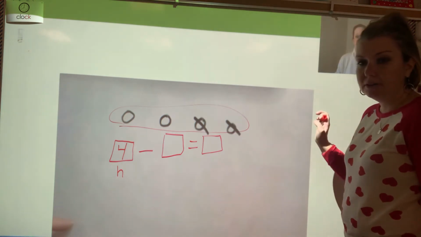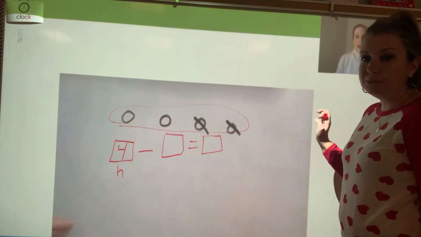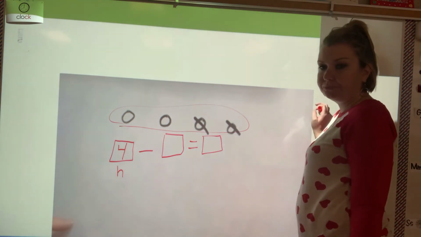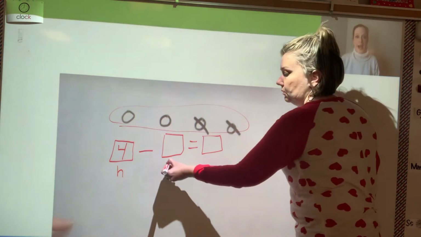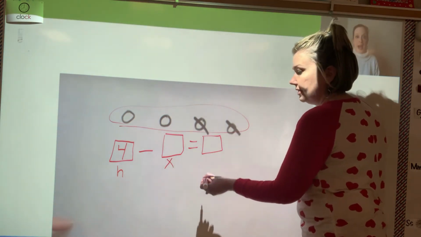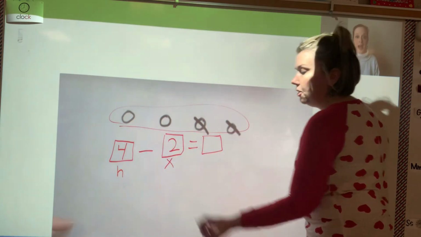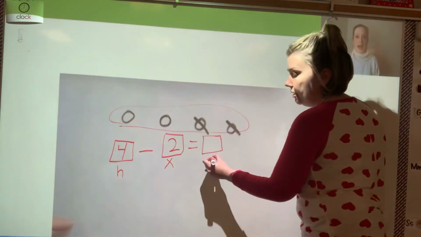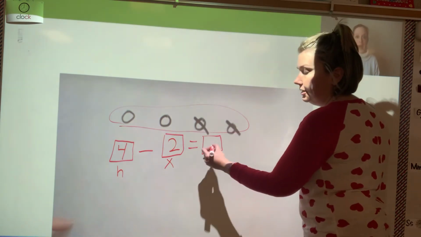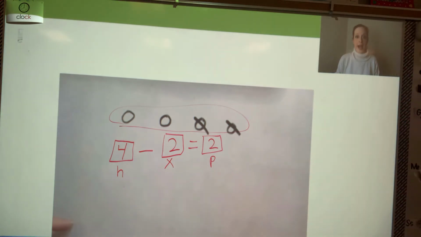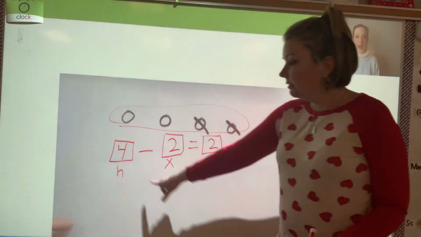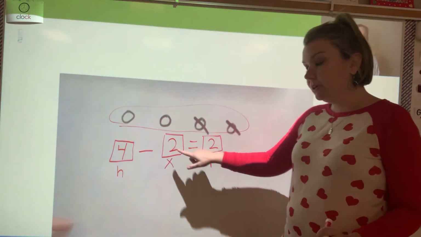Do you remember? Smriti, what comes after the whole? 2. The ones that you took away. So 2 comes after my whole. And then the other part that's left is my answer. Let's make sure we put our microphone on mute, Smriti. Now when we read our number sentence, it says 4 take away 2 equals 2.